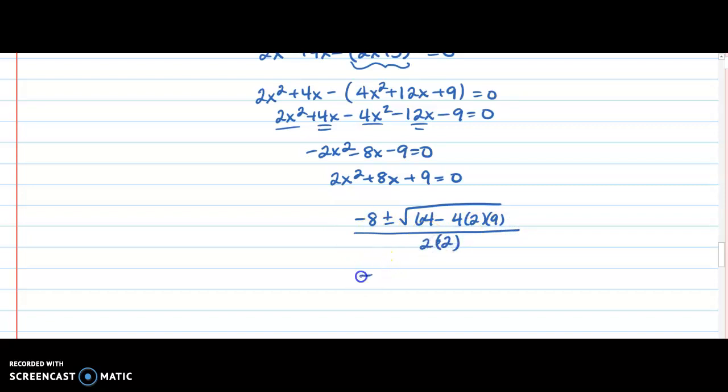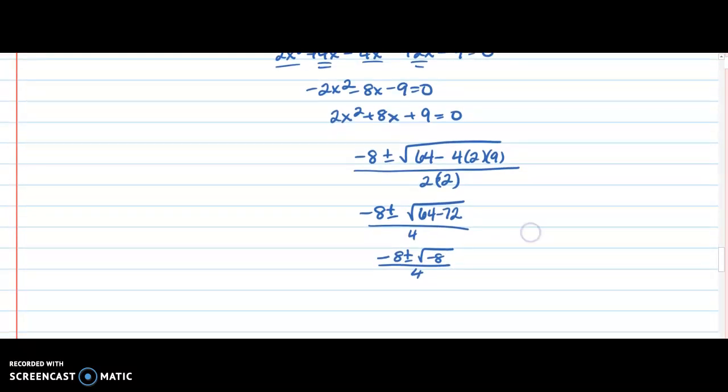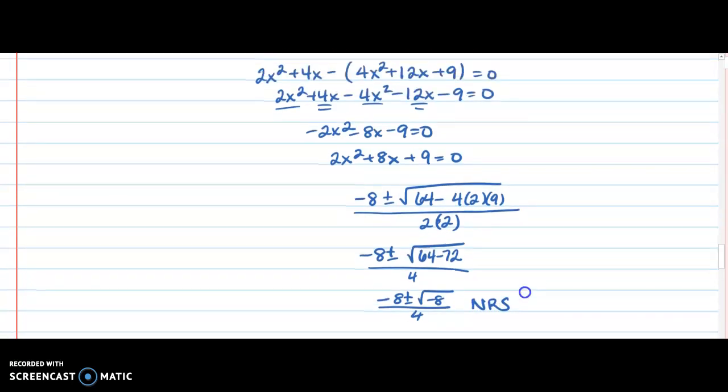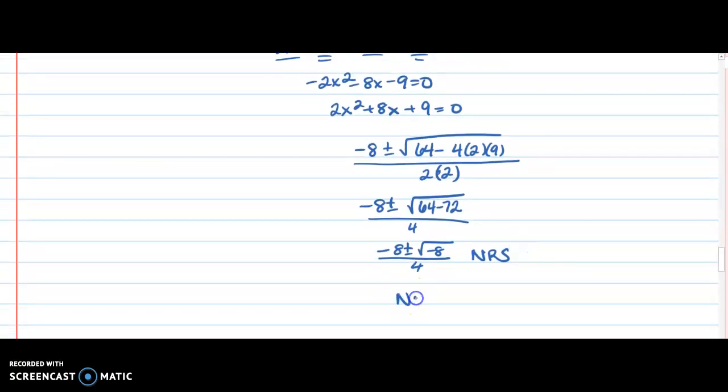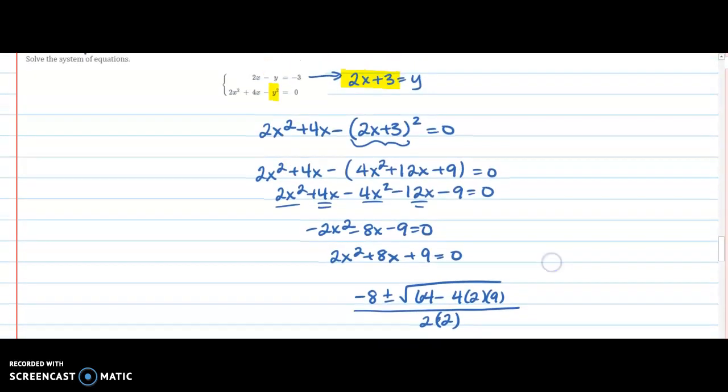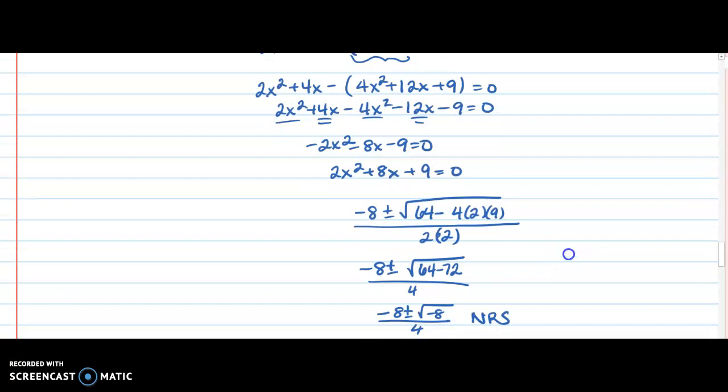If I look at the discriminant here, I have 64 minus 72, which is negative 8, which will tell me that there are no real solutions to this quadratic. And since there are no real solutions to the quadratic, it goes to show you that there is no solution at all to this system of equations. Again, you can look at this graphically on Desmos and see what this looks like. It's going to be an interesting graph that you'll learn about next year in pre-calculus.